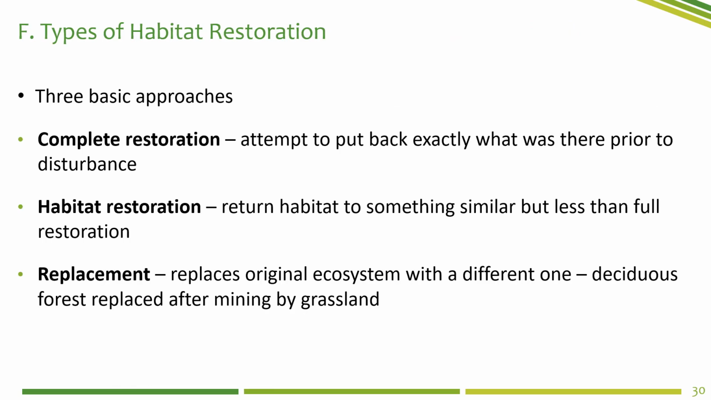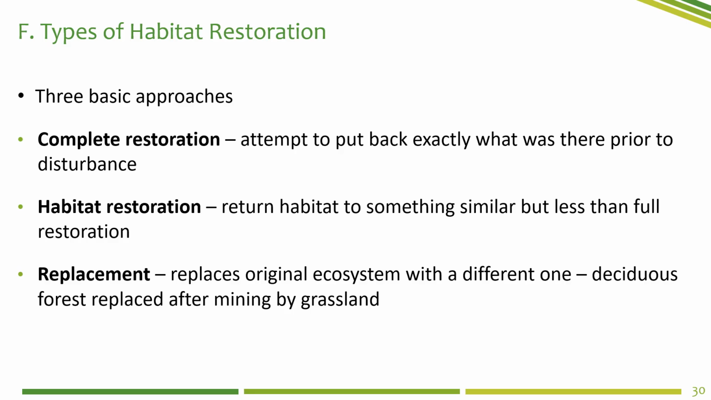So there are three different ways you can approach habitat restoration. One is to do a complete restoration. This one is basically attempting to remove all traces of human impact and put that landscape back to exactly what it was before. This may or may not be possible depending on the length of time that the degradation has been occurring, or the extent to which it has been occurring, but that is a possibility.